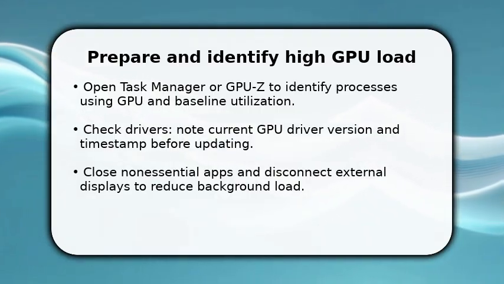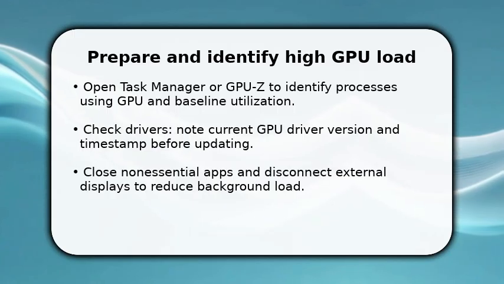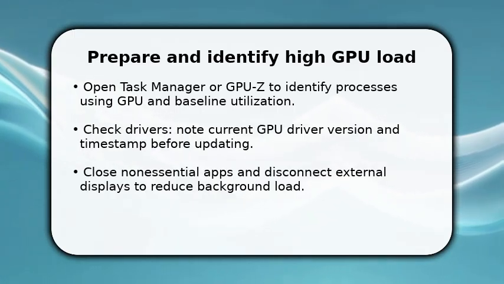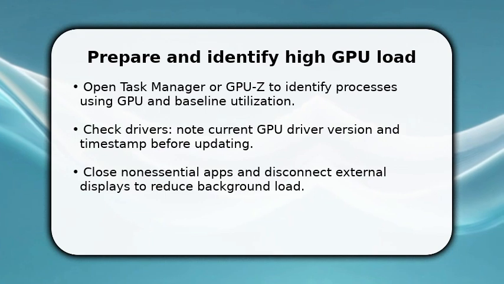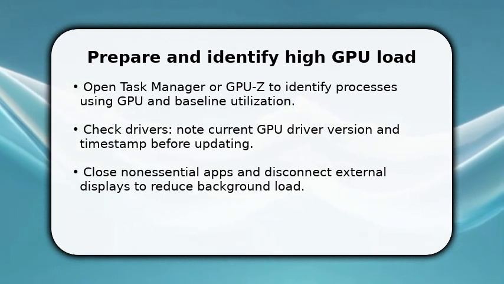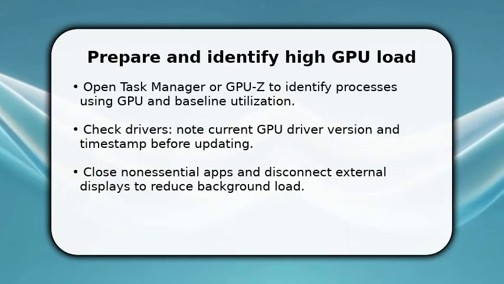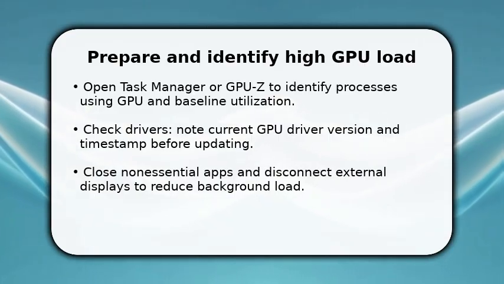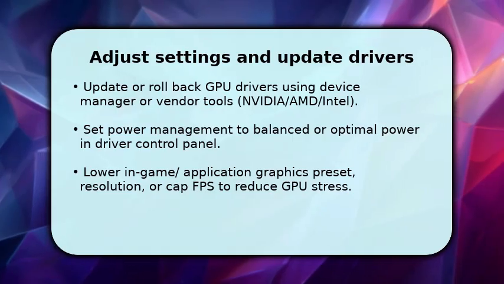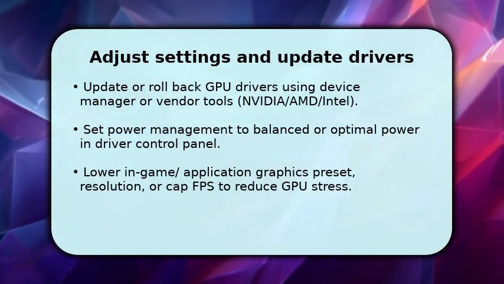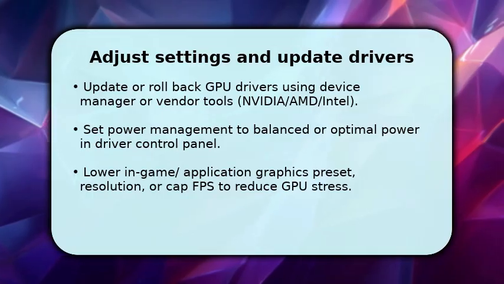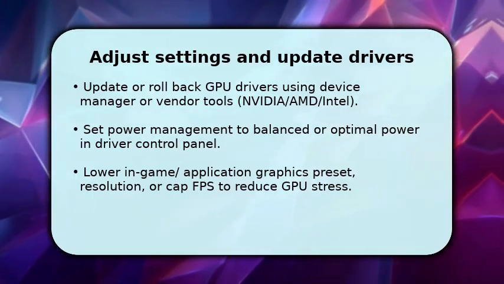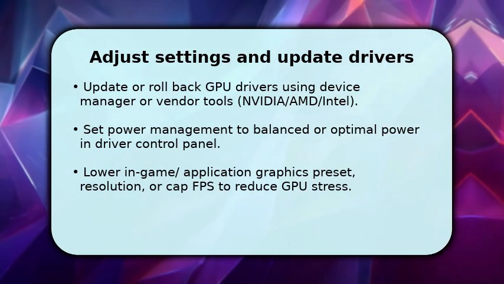This quick inventory tells you whether the issue is runaway software, a driver mismatch, or simply too many concurrent GPU tasks running at once. Next, address software and configuration. Update or roll back drivers through Device Manager or your vendor utility, depending on whether a new driver caused the spike. Then change power management to balanced or optimal power to avoid constant max clocks.